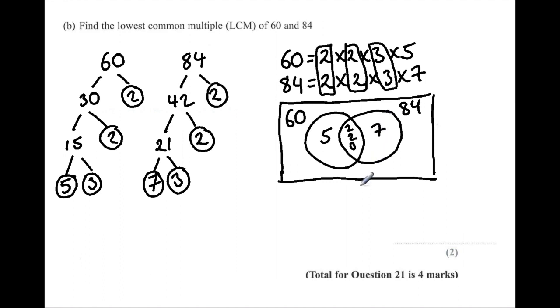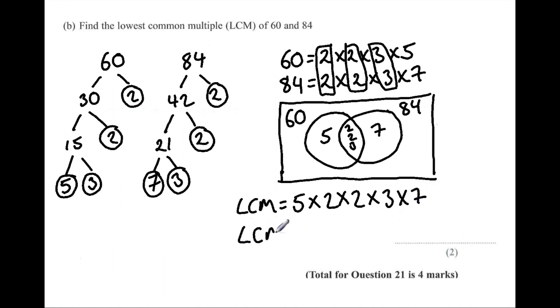To find the lowest common multiple, what we need to do is to multiply all the numbers in the Venn diagram. So the lowest common multiple is equal to 5 times 2 times another 2 times 3 times 7. Therefore, the lowest common multiple is 420. And that's our final answer.